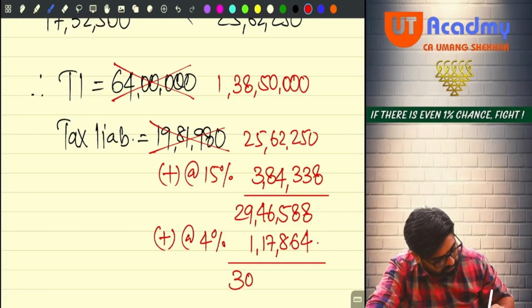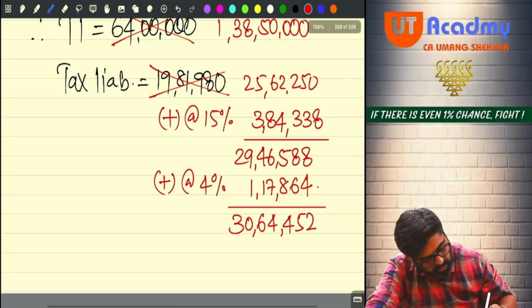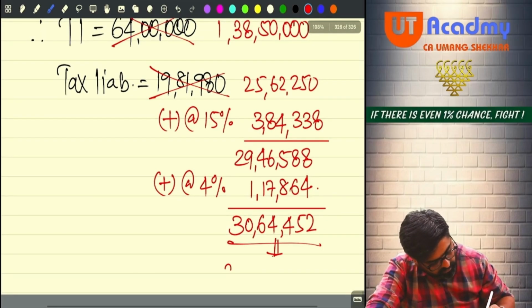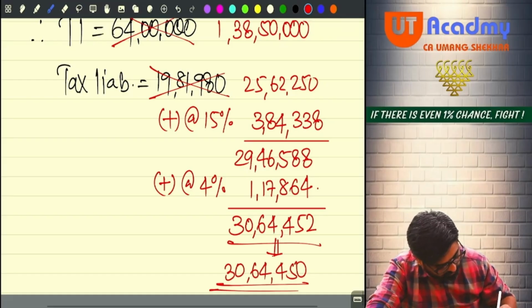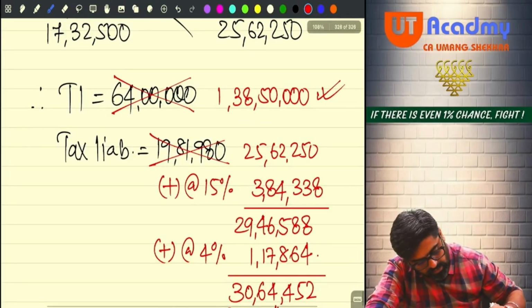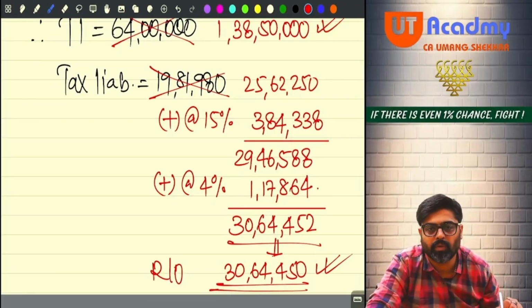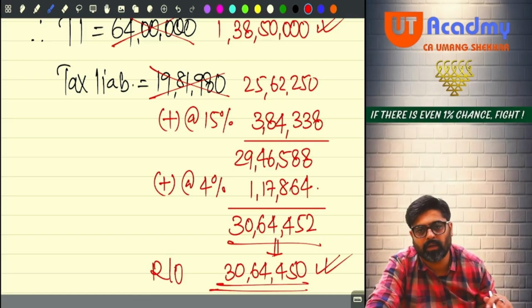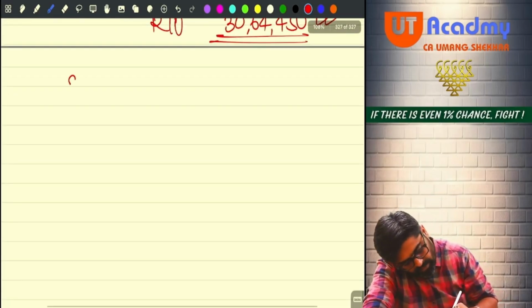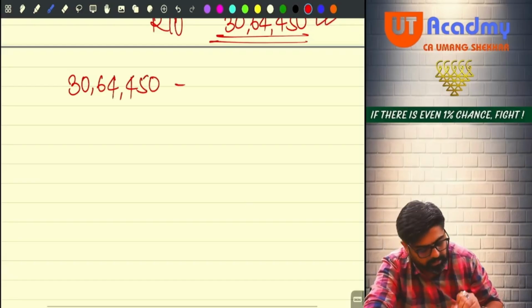Okay, add both of them. You are going to get 30 lakh 64,452, and please round it off. 30 lakh 64,450 rounded off. Now your total income will be this much and your tax liability will be this much. Okay, how much amount is the government extracting from your pocket? 30 64 450 if AMT was applicable, yes or no?